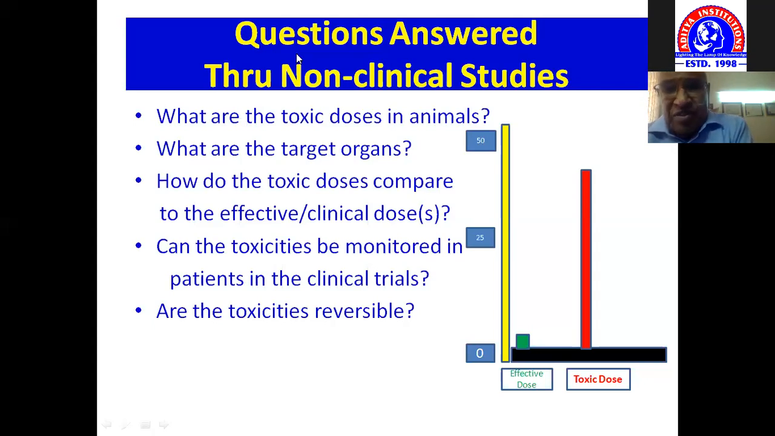Now the next question to ask is, can the toxicities monitored in animals, very important, be predictive of the clinical situation? This is a very fundamental one. For this, a person has to have a lot of experience working with a lot of drugs, a lot of pesticides, a lot of chemicals. Even though we know toxic effects are observed in animals and they can occur in human beings, the next question is, are the toxicities reversible? Very important. We always do those studies in animals and predict for human beings.